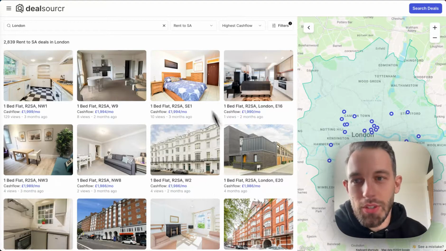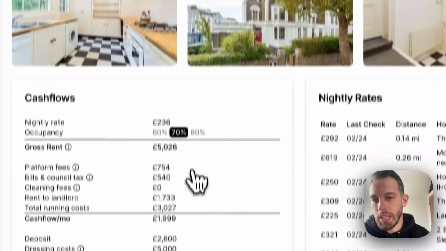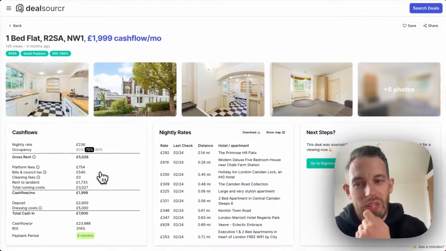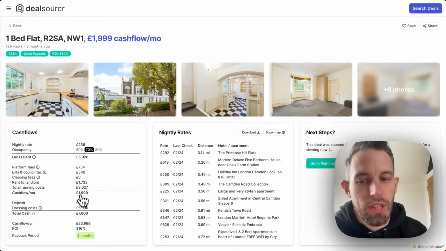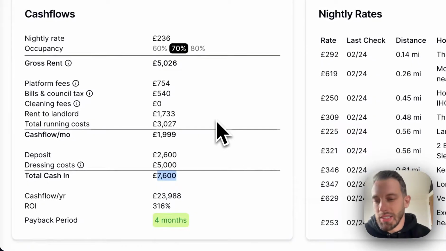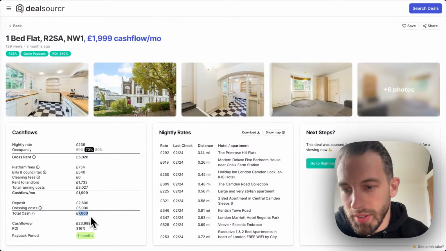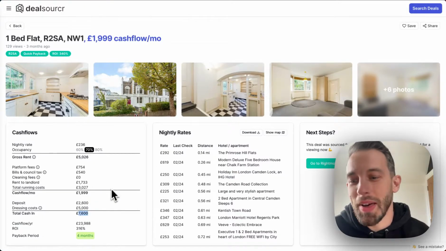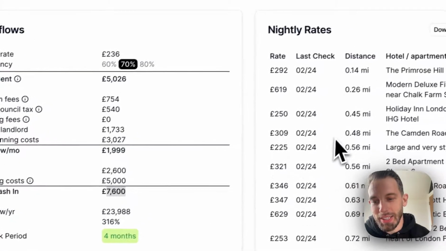So first of all, rent to rents. So we're just looking at some rent to rents here in London. This one, for example, you can quickly see exactly how much you would have to pay the landlord, what the cash flow is per month, and the total cash investment. This is £7,600 in and a profit of £2,000 a month. So it doesn't take too long to get your money back on this deal, 4 months.